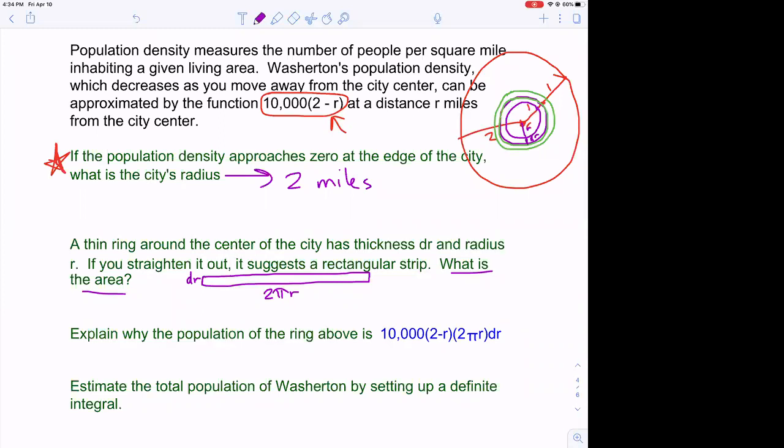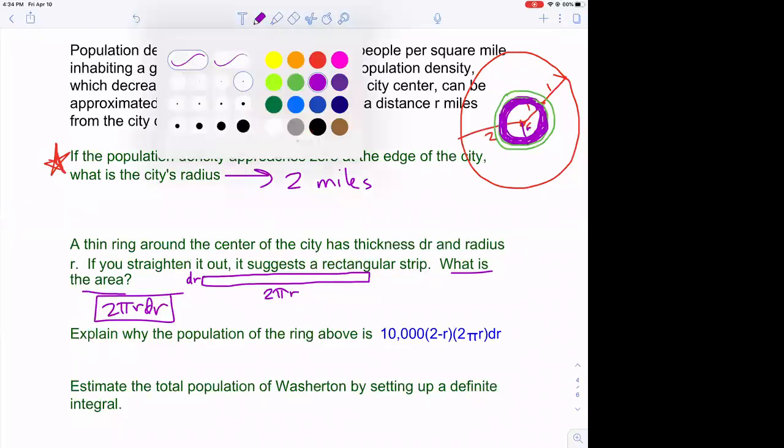So the area of this washer, not circle, because it's just this part, is those two things times each other. If I fill this in, they want to know what's the area of this strip, and they're saying approximate it by stretching it out like a rectangle. So the area is just base times height, so it's 2 pi r dr.